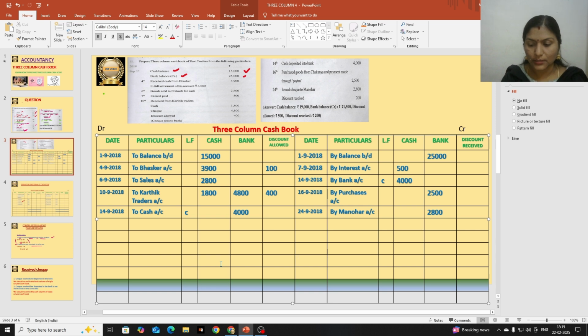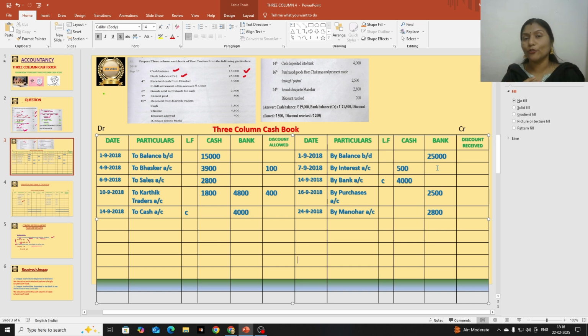First 15,000. You can see the debit side. Whatever amounts are there, I am going to add all of them. 15,000 plus 3,900 plus 2,800 plus 1,800. Okay, so the total is 23,500. Debit side cash column total is 23,500. And let us add the credit side also. On the credit side cash column, only two amounts are there, 500 and 4,000. Let us add them. We will get 4,500.